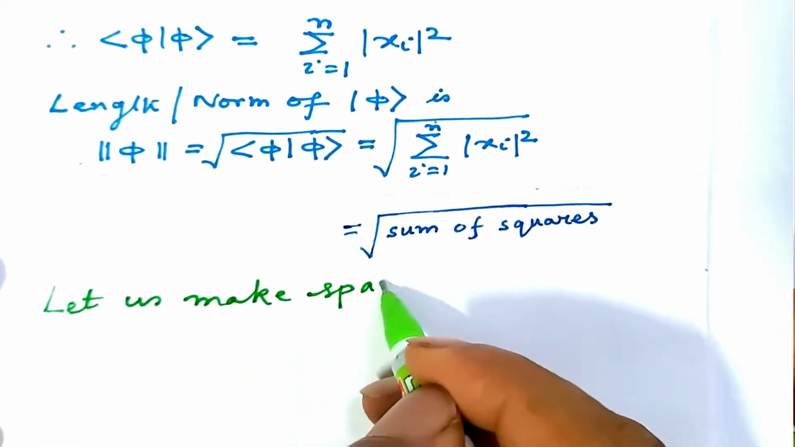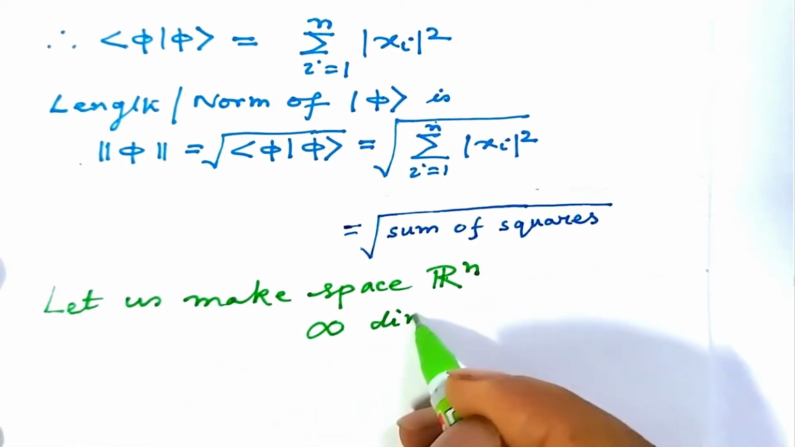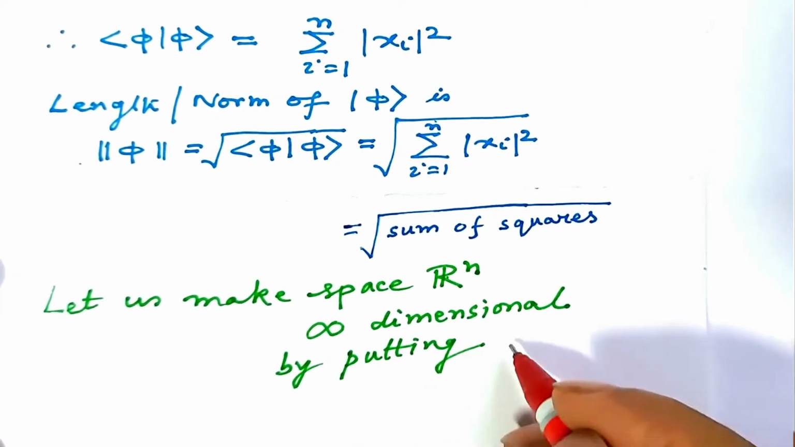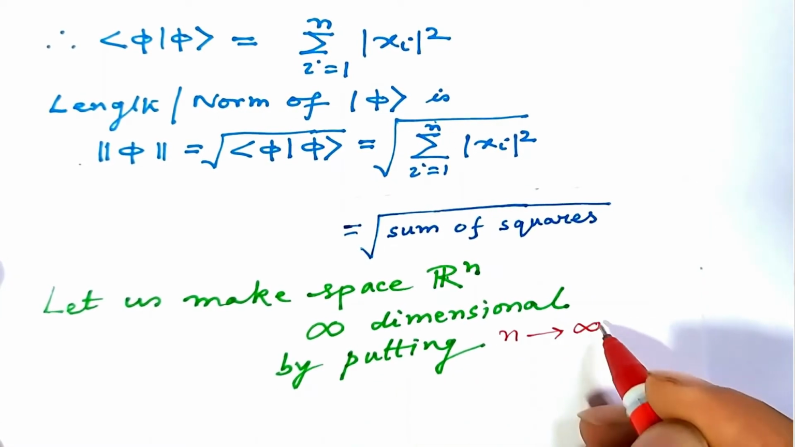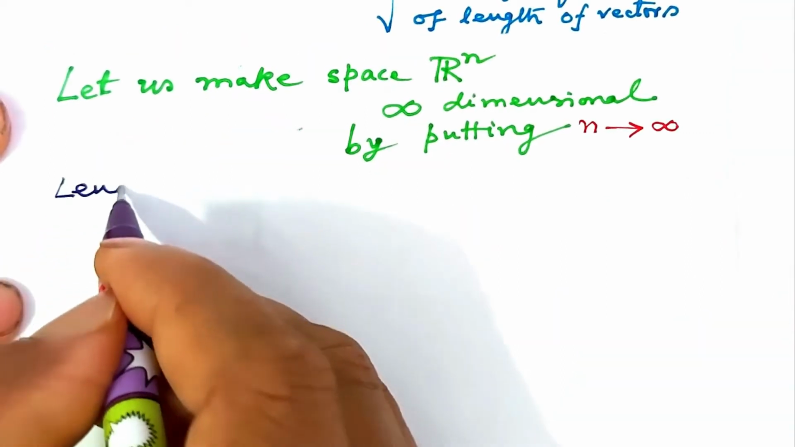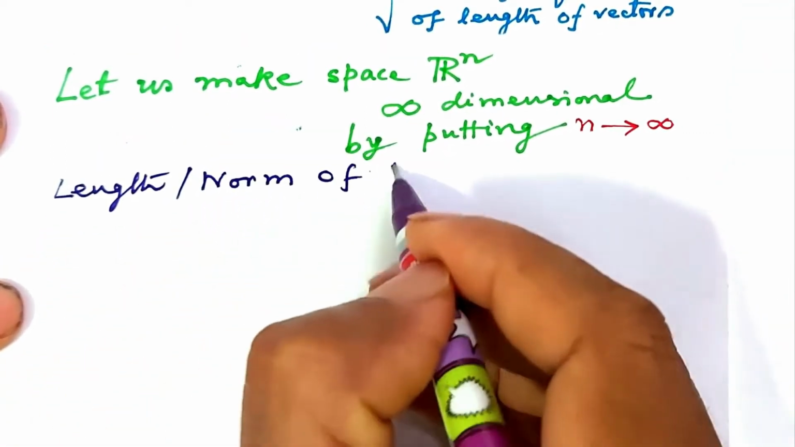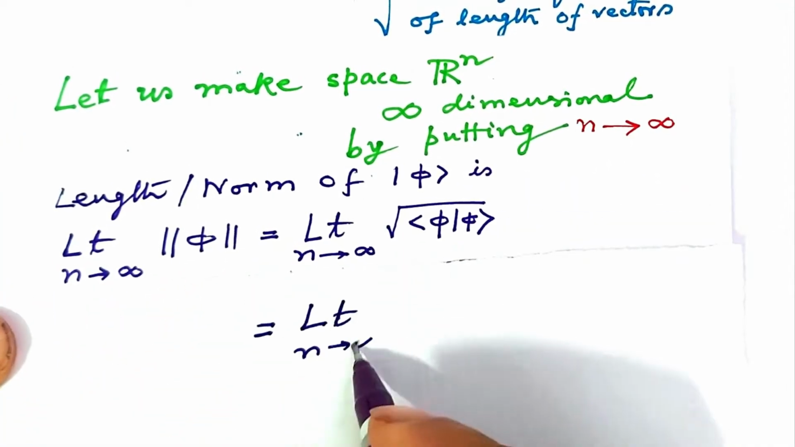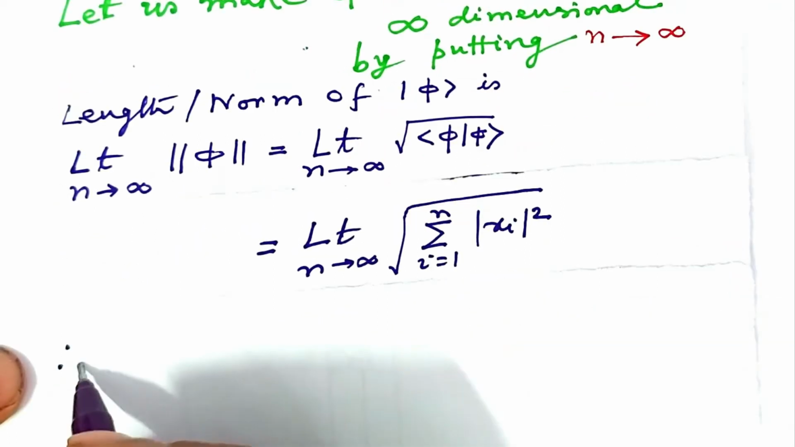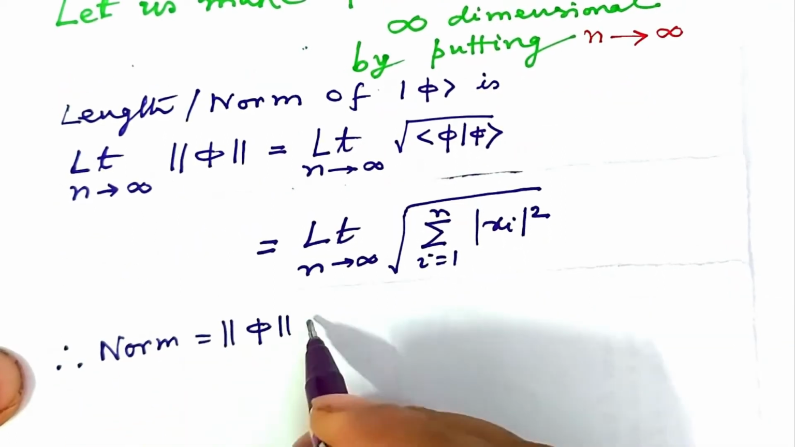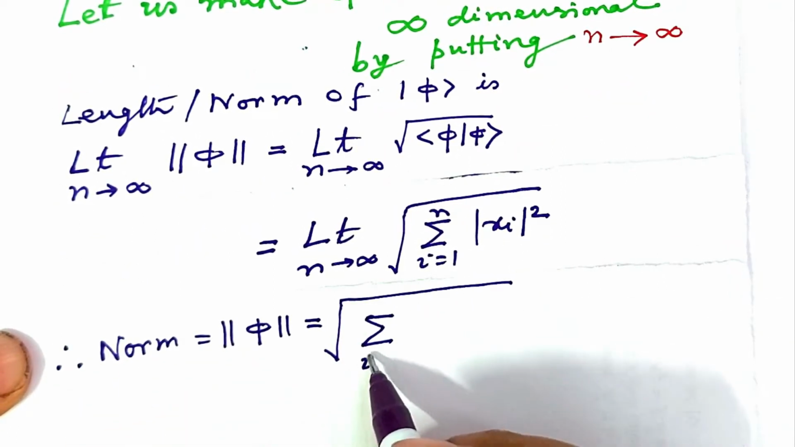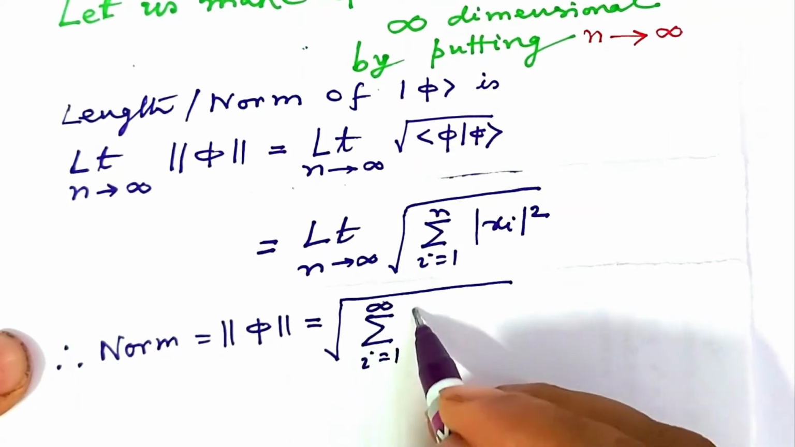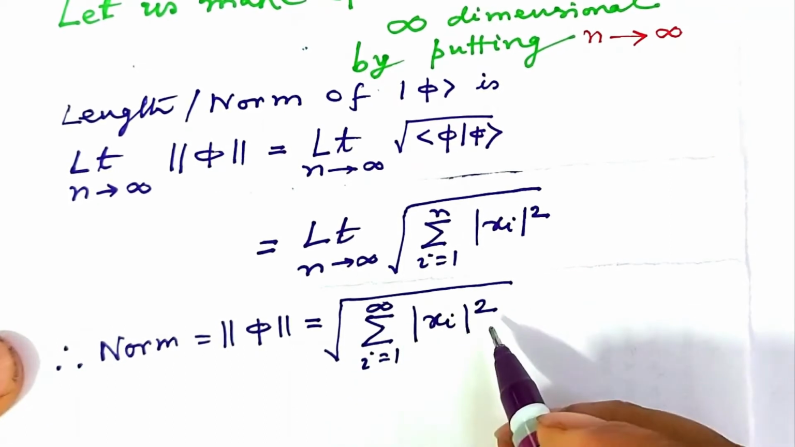Let us make the space Rn to be infinite dimensional by putting n tending to infinity as a limit. So we shall replace n by infinity. Now the length or norm of ket phi is, so the norm is equal to under root summation over i from 1 to infinity mod xi square.